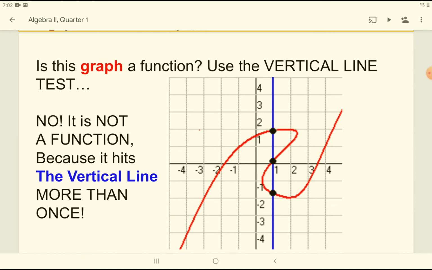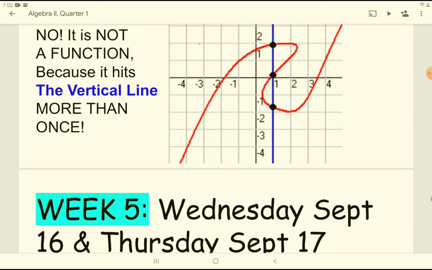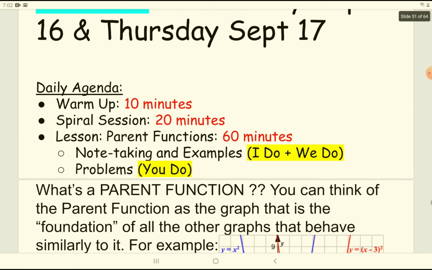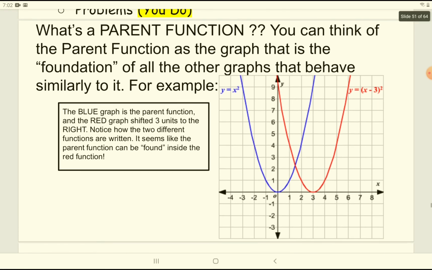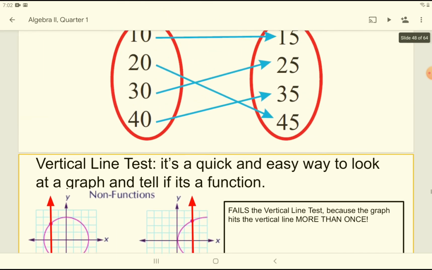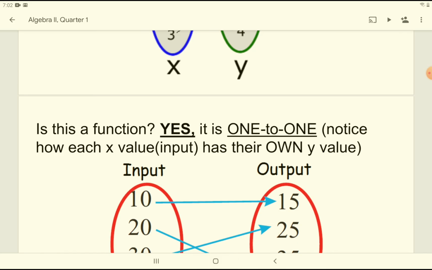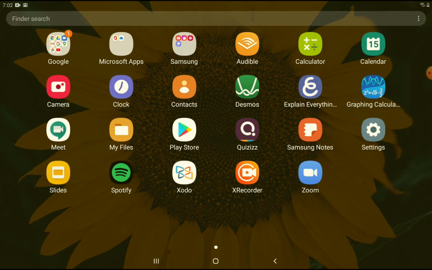So there's that. Let's do another one. Oh, is that the last one? Oh, wait. Do I want to do this? Nah. Okay. So I think that's it, guys.